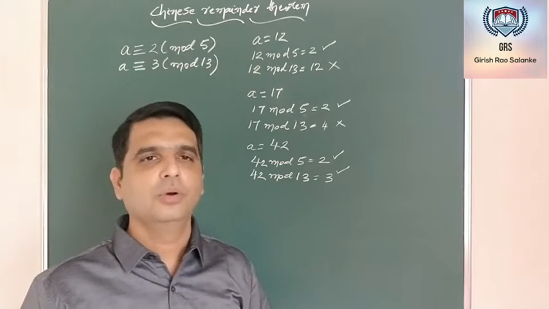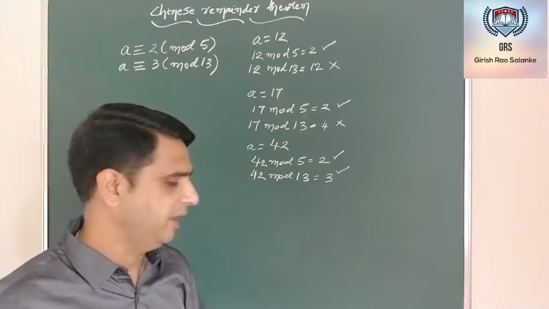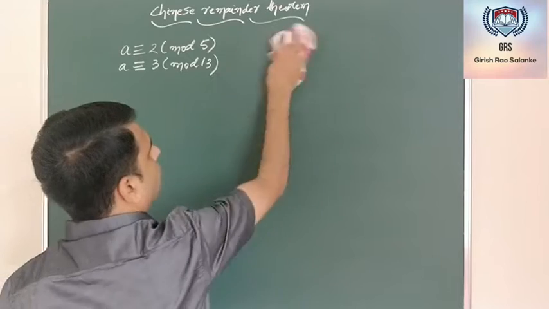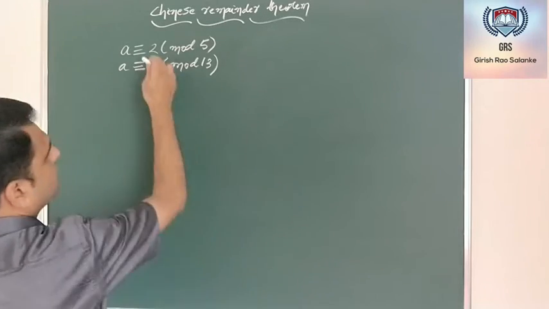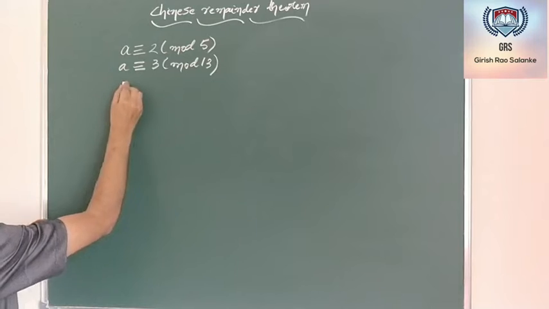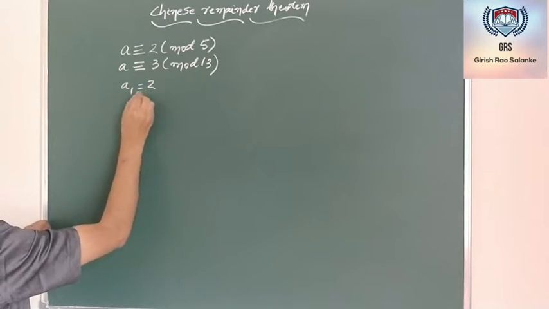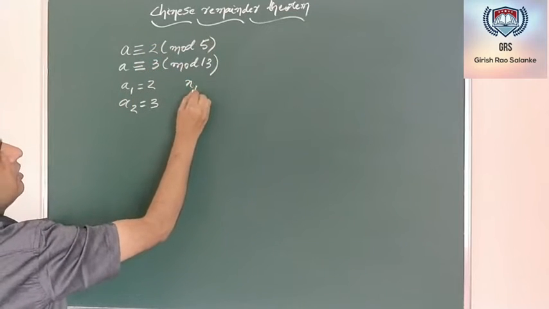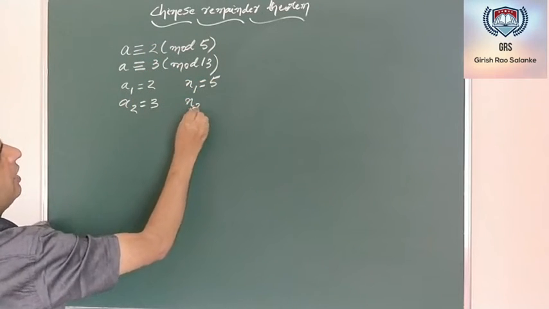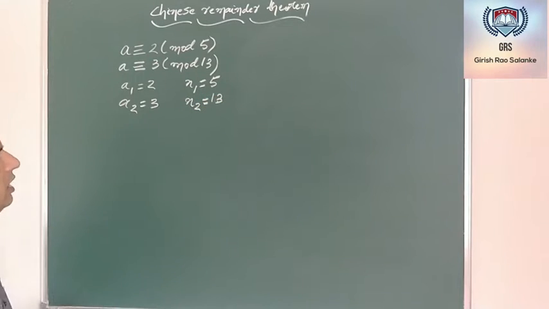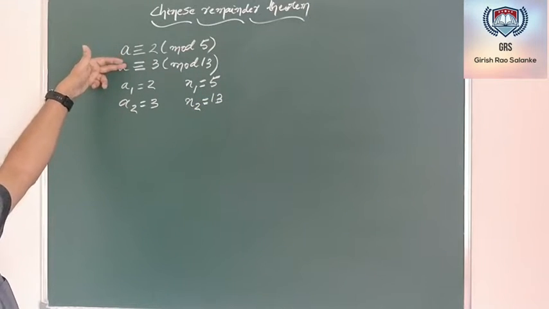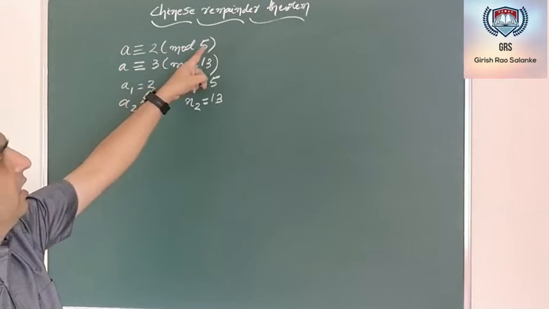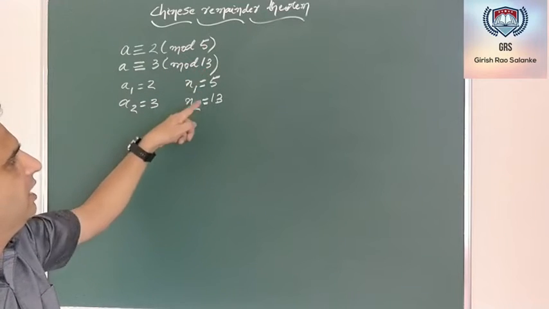Now let's see how to solve this with the help of the Chinese remainder theorem. From these two given equations, let me take the value of A1 as 2 and A2 as 3. Let me take this 5 as N1 and N2 as 13. Please note that if there are two equations, I will have A1, A2. If there are three equations, I will have A1, A2, A3. Similarly here, 5 is N1 and 13 is N2.